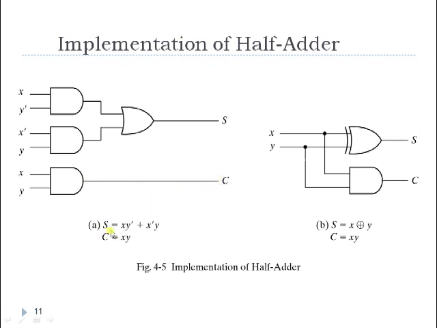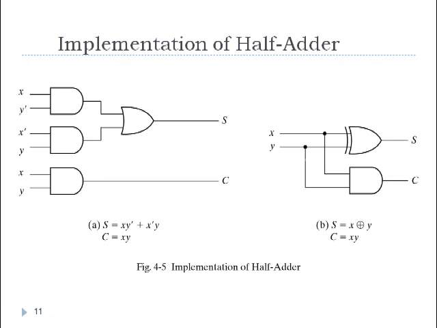As I told you, this S is implementing XOR, so instead of all these three gates, I can go with only one XOR gate and then one AND gate. Now this is the representation of a half adder circuit, which performs addition between two 1-bit operands. Here x and y are two 1-bit operands.